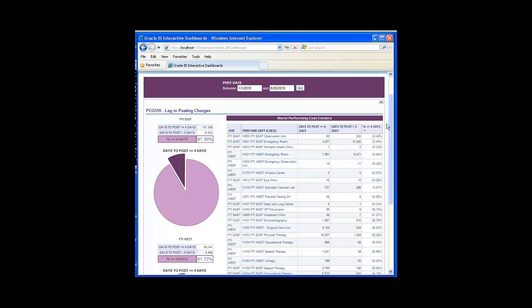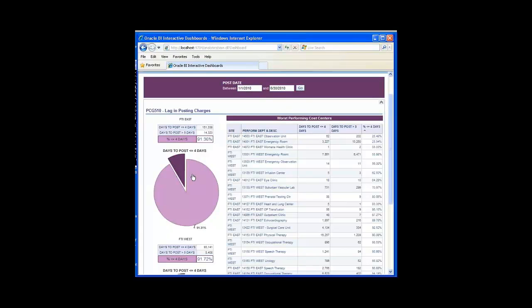And so one of the things we look at is that lag between when the service was rendered, the service date on the charge, relative to when the charge was actually posted. And so naturally, for a number of reasons, you want to minimize that gap between when the service was rendered and when the charge was actually posted. So this particular dashboard page looks at all the charges posted in a particular area. And here I'm looking at FTI West, for instance.